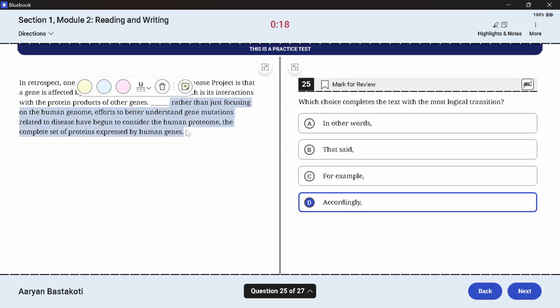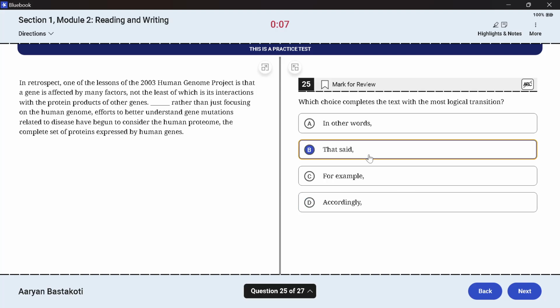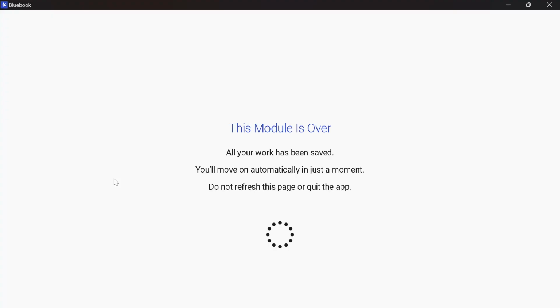Accordingly, it should be a follow up if we're using accordingly. I don't think this is a follow up. So, that said is not however. I said it was however, but I do not think it's however. So I'm choosing that said. Second guesses are never correct. Still, I'm choosing that said. So with this, we have this over.